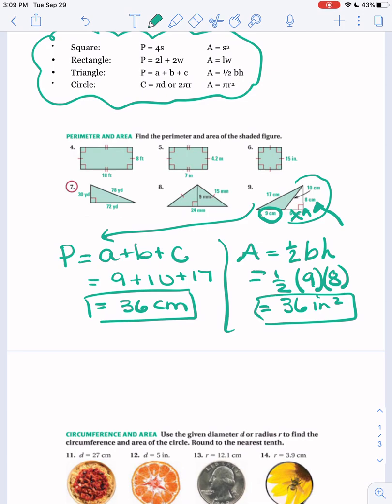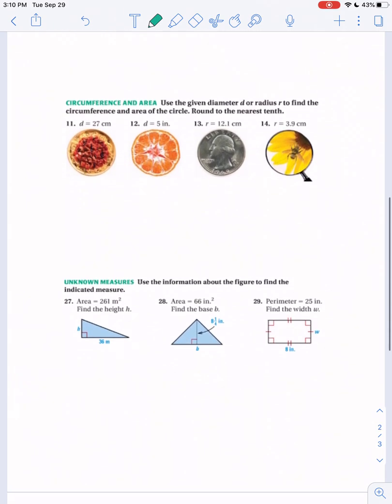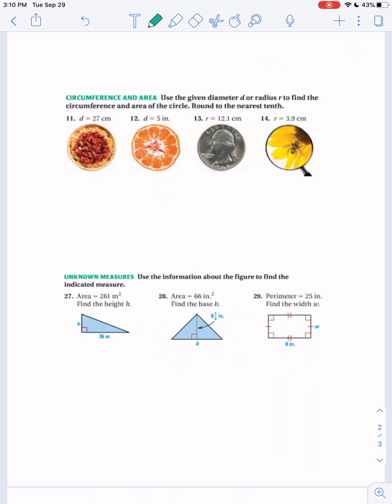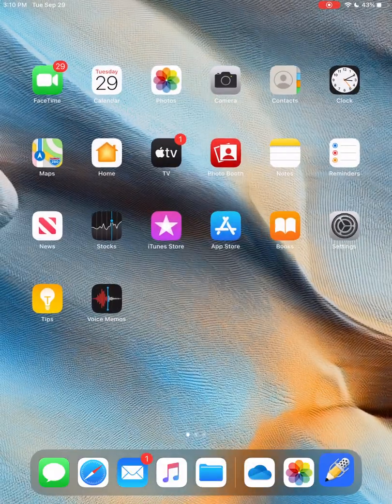Let's try the same thing with circles. So our circumference is 2 times the radius times pi, or if they give you the diameter, you just multiply it times pi. Our area is pi r squared. So if they give us the diameter, we do have to cut that in half. Let's go ahead and do the spaghetti. So our circumference is the diameter, which is 27 times pi.